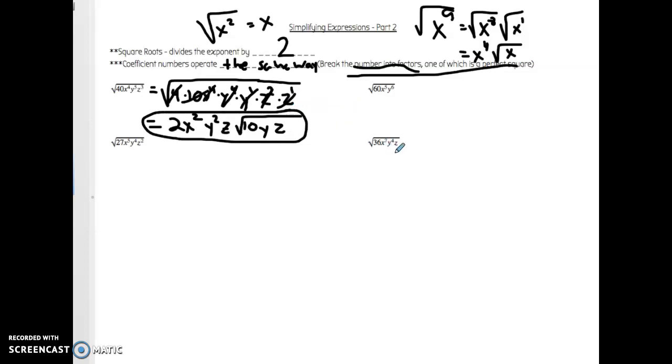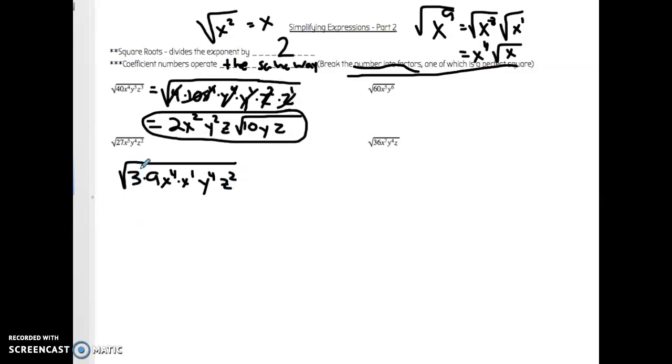Let's do one more together. Let's do 27. So I need to break 27 into two factors. One of them is a perfect square. And I know that 3 times 9 is going to work out for me, right? 9 is a perfect square. x^5, I cannot divide x^5 by 2, but I can break it into two factors because I can take x^4, and divide that by 2. y^4 is good, right? That one's okay. z squared is good. So now I'm ready to start simplifying what I can.